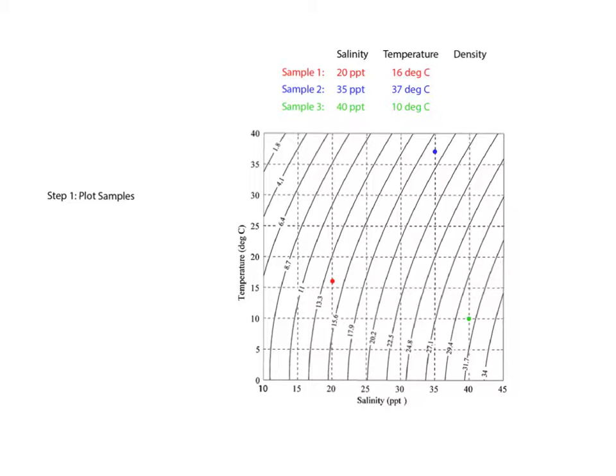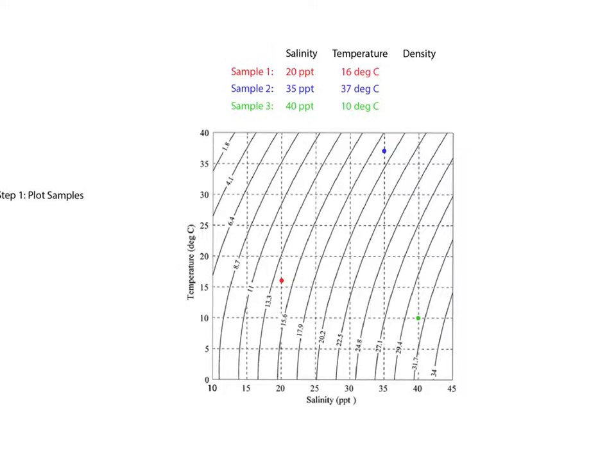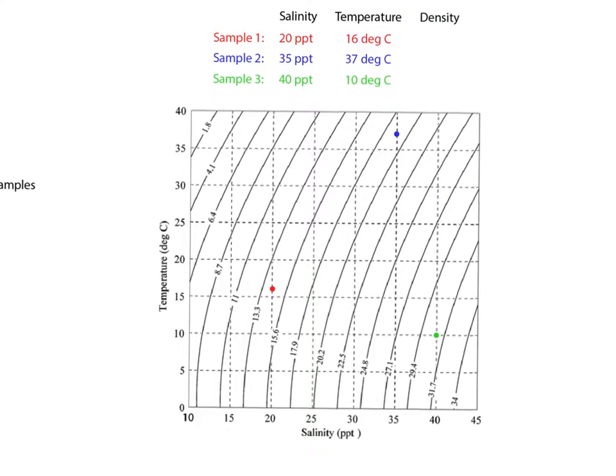Okay, so let's get started with this particular example. The very first step is to plot the samples on the TS diagram. In this case, we have 3 different samples that need to get plotted on our TS diagram. Sample 1, which I've plotted in red, is seen here at 20 parts per thousand and 16 degrees Celsius. Sample 2 is seen here with 35 parts per thousand and 37 degrees Celsius plotted in blue, and in green is sample 3 at 40 parts per thousand and 10 degrees Celsius.